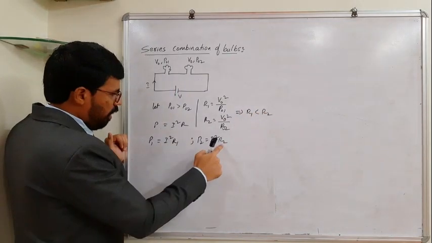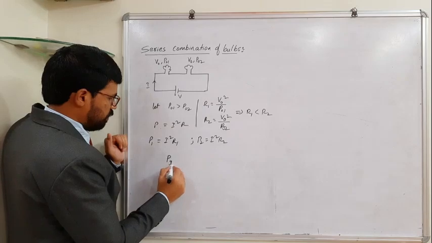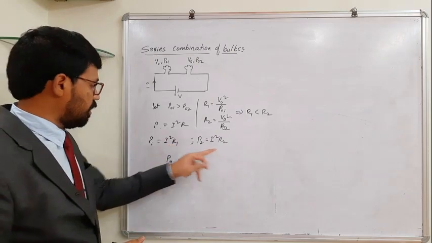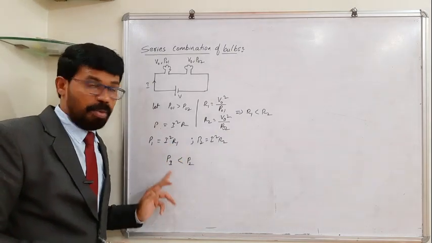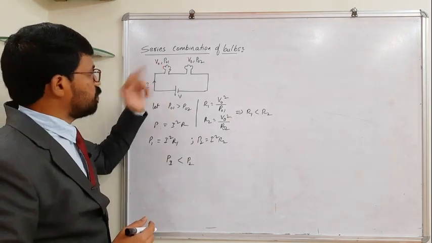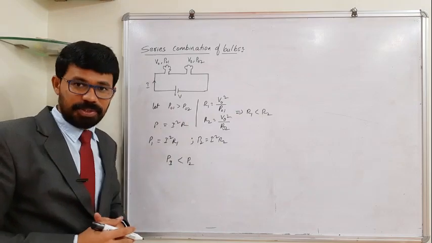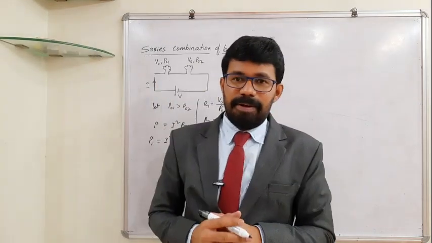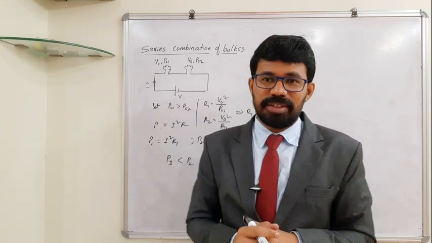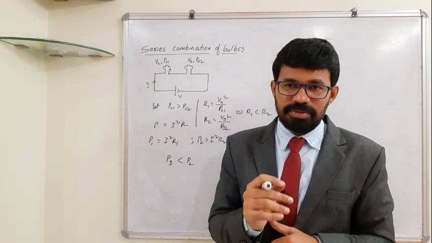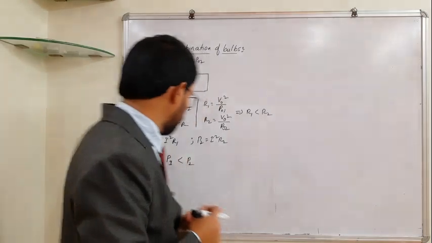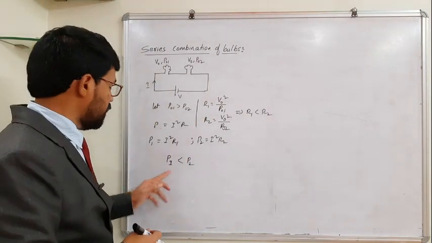If R1 is less than R2, P1 will be less than P2, since current will be the same in the series combination, right? P1 is the power consumed by the first bulb. But the irony is that the power rating of this bulb is more, P01 is greater than P02. So one conclusion can be drawn: in series combination of bulbs, the one which has more power rating will consume less power. It is obvious from these equations. So P1 is less than P2.